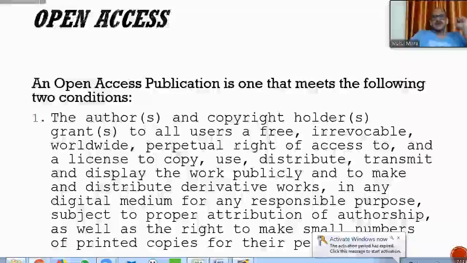as well as the right to make small numbers of printed copies for personal use. Because in 2001, beyond 2001, whatever publication was done was supposed to be the property of the journal. So even a copy was prohibited at the time. So this was the Budapest initiative.